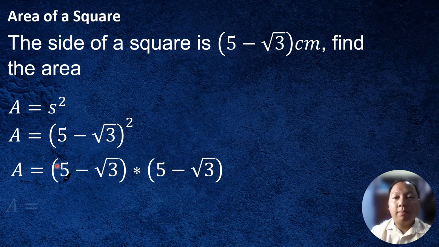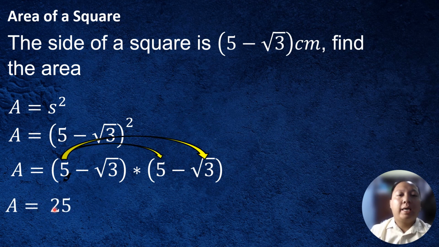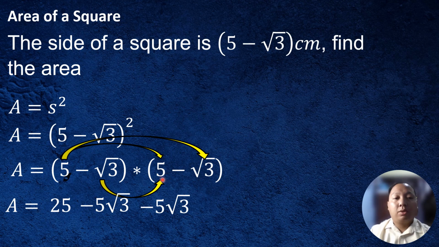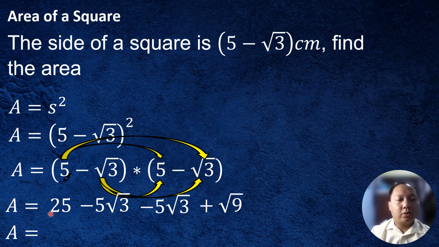Ngayon, we're going to use FOIL method. 5 times 5 is 25. 5 times negative square root of 3 is negative 5 square root of 3. Then, negative square root of 3 times 5, pagdudugtungin lang ulit, negative 5 square root of 3. Then, negative square root of 3 times negative square root of 3 is positive square root of 9. Isa-isahin natin. Again, itong apat na values ay nagmula sa FOIL method nito.